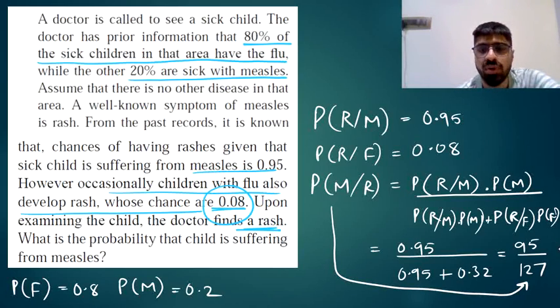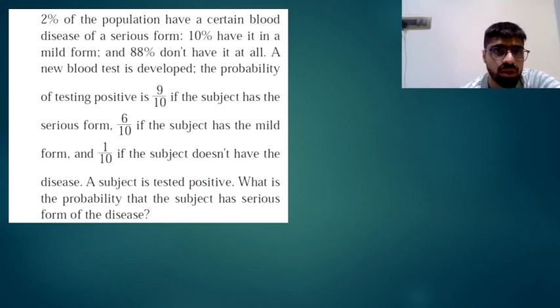So that is P of M given R, the probability that the child is having measles given that he already has a rash. That probability is 95 upon 127. That's how we are answering this question. And with that, we go ahead with our next question.